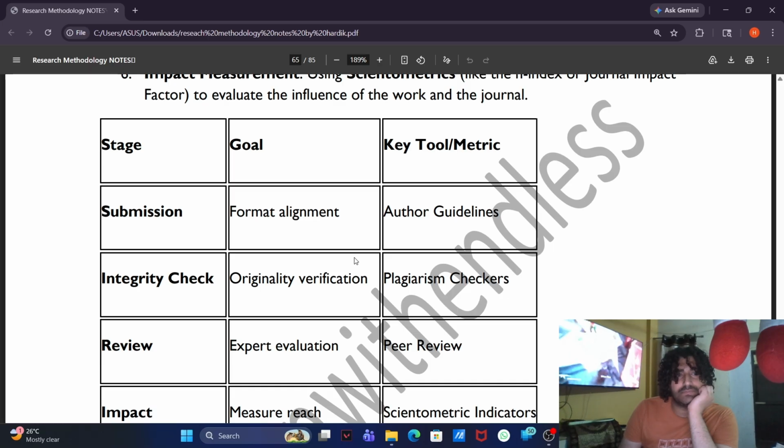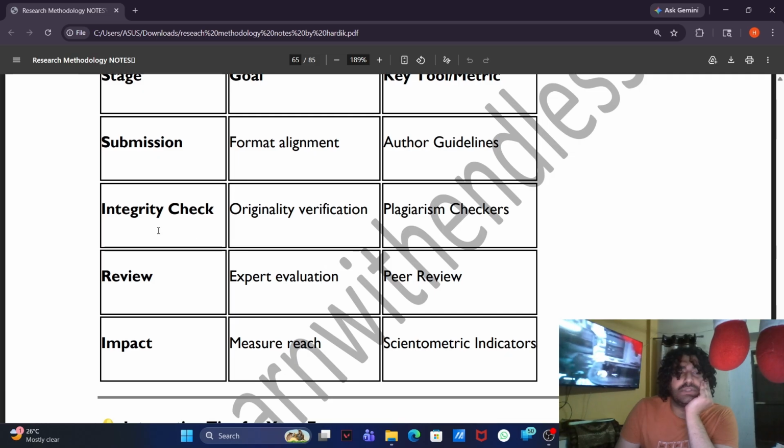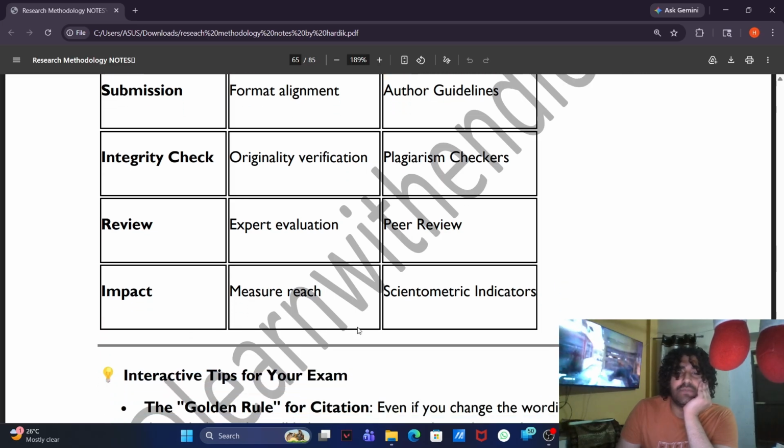Here is the table for better understanding and easier to write an exam. Submission. Main goal is format alignment. Key to author guidelines. Integrity check. Main goal originality verification. Key to plagiarism check. Review. Main goal expert evaluation. And key to peer review. Impact. Main goal major reach. And matrix scientific indicators.